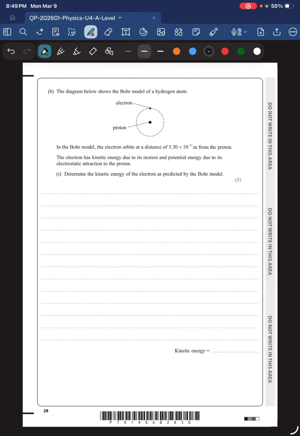B. The diagram below shows the Bohr model of a hydrogen atom. In the Bohr model, the electron orbits at a distance of 5.3 times 10 to the negative 11 meters from the proton. The electron has kinetic energy due to its motion and potential energy due to its electrostatic attraction to the proton. Determine the kinetic energy of the electron as predicted by the Bohr model.